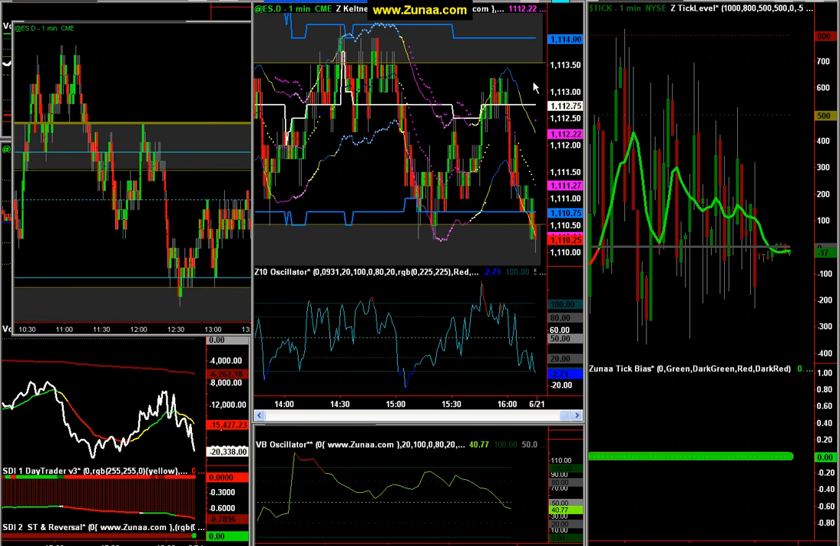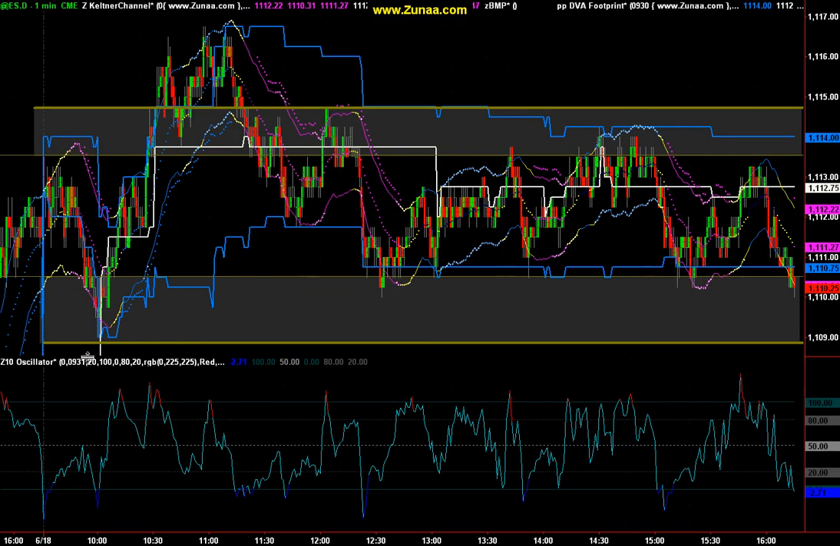Now, for those of you who are using our indicators, let's take it one step further and add a couple other indicators which do help regardless of price action, regardless of the type of market condition. So we're gonna talk about the developing value area footprint, and we also have the Z-Keltner channel on here.